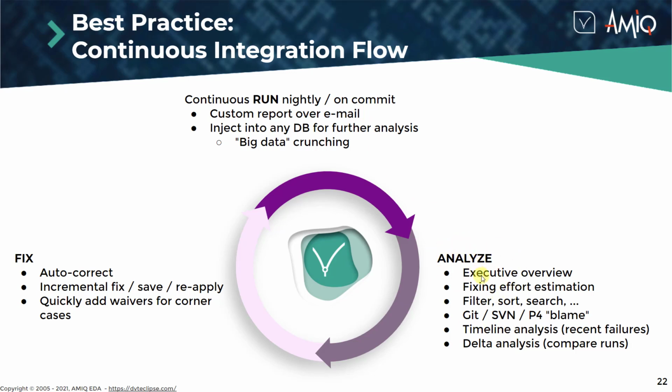The next step of the flow is analysis. Analyze using all the HTML report features, sorting, filtering, searching, blame information, fixing effort estimation, and techniques such as the ones we've discussed today, delta and timeline analysis. Of course, the last step is fixing in GUI mode. Fix using Autocorrect, then use the incremental flow, fix a failure, save the file, and reapply only the failed checks for instantly updated results. Maybe add waivers for the corner cases and you're done.